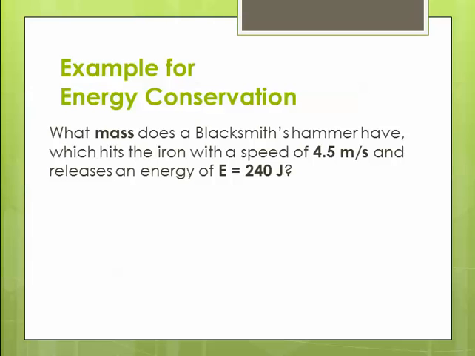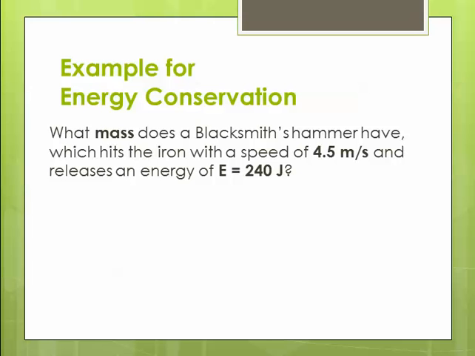So what's happening here? A blacksmith hammer is a very large, very massive, big hammer. The blacksmith is a person who lifts the hammer to a height above his head and then lets the hammer drop onto a piece of iron. He wants to shape the iron, maybe into a sword. So he needs to hit the iron with a big, massive hammer. Now the speed of the hammer at the point of hitting is 4.5 meters per second.